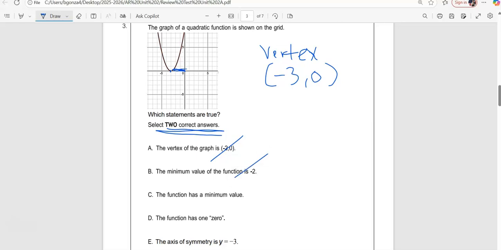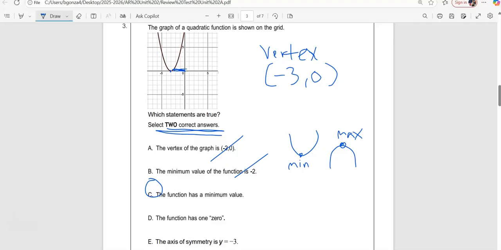Does the function have a minimum? Well, remember, your graph can either look like this or this. This at the bottom is a min. This at the top is a max. So minimum value, I can see it right there. It is at the bottom of a U shape.